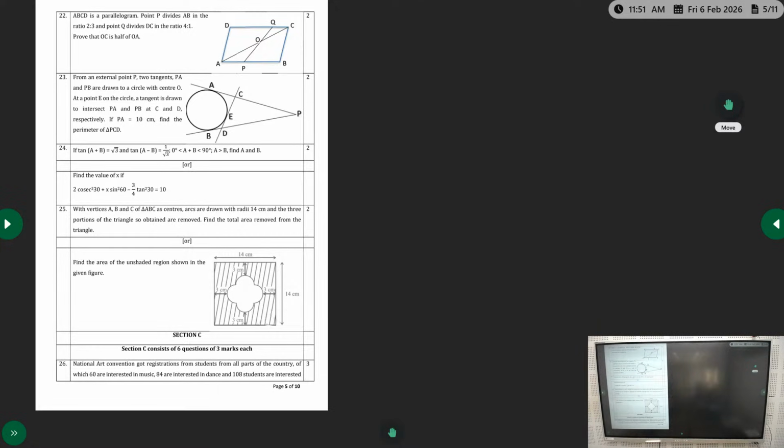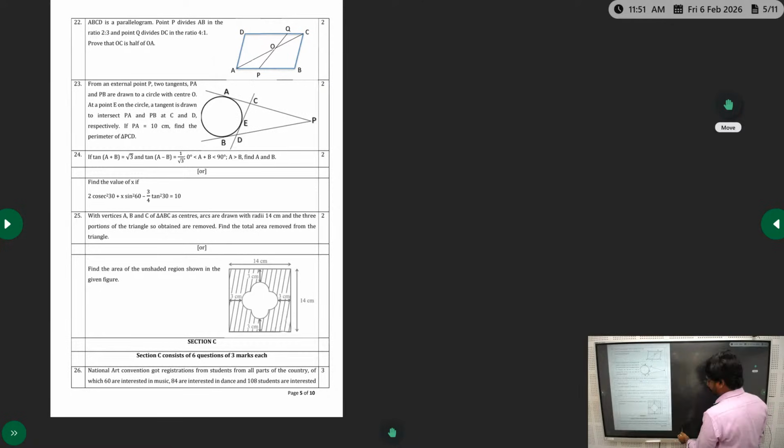Okay, complete this. 23, 27. 23 we'll do separately tomorrow. Okay. Find the value of x. 24b. Find the value of x.